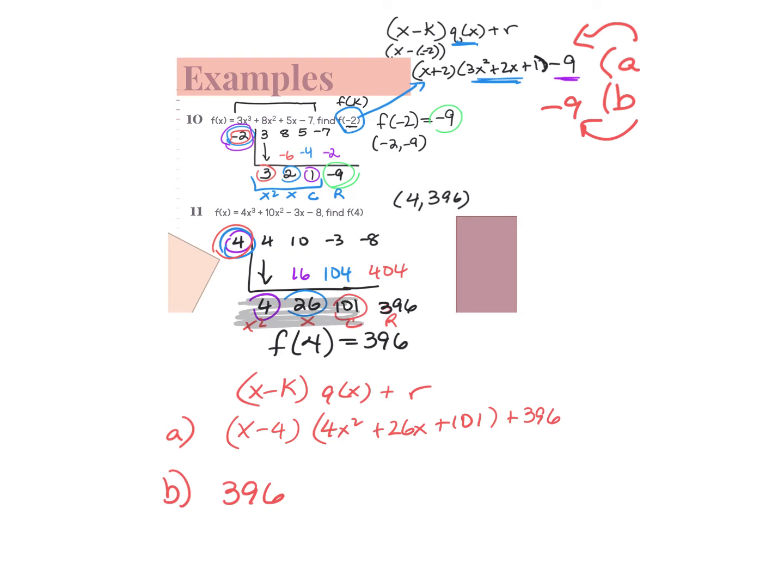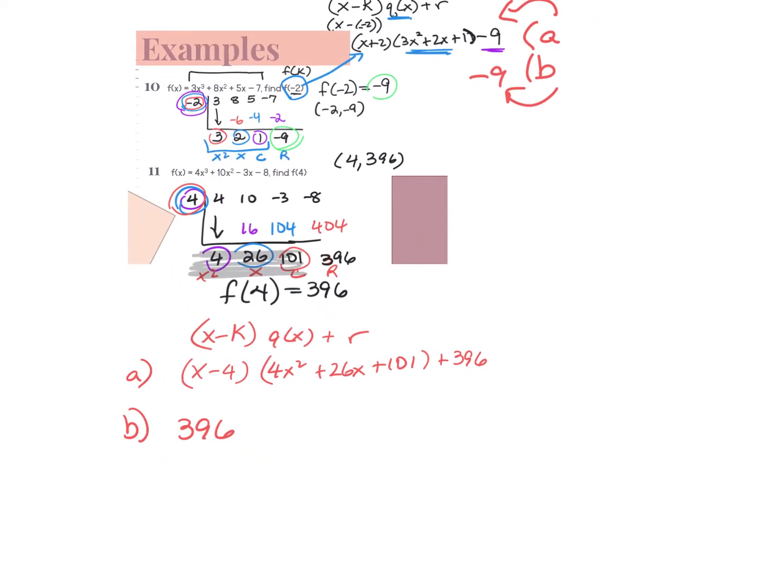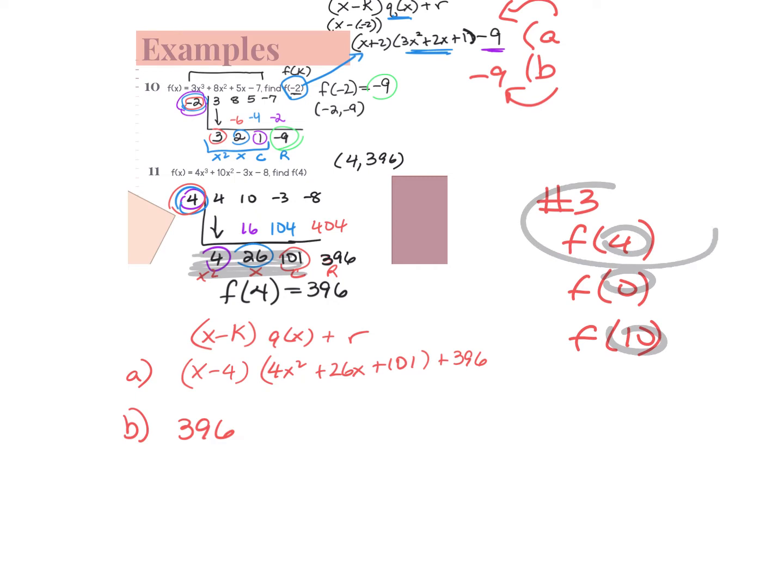So in the homework, the third question, they're just going to give you polynomials like this. And the third question in the homework might say instead of f of 4, they might also have f of 0, f of 10, whatever it is. And you're just going to plug these numbers in and do synthetic division. So just like I did here, and I got 396, I'll do another synthetic division, but now use a 0 or use a 10. So when you get to number 3 in the homework, that's all you're doing.